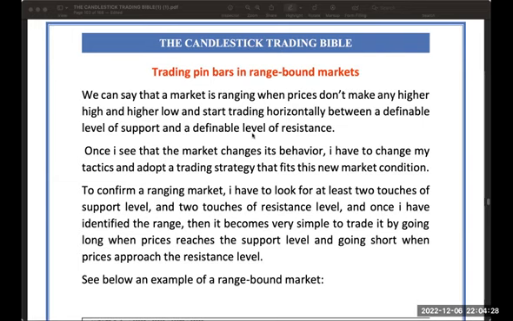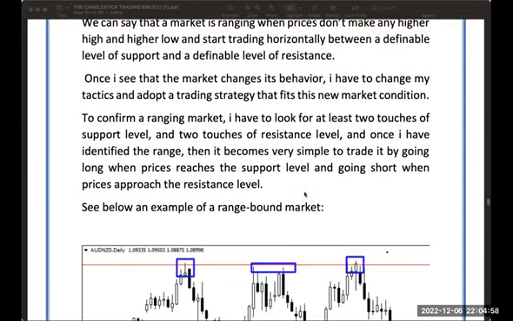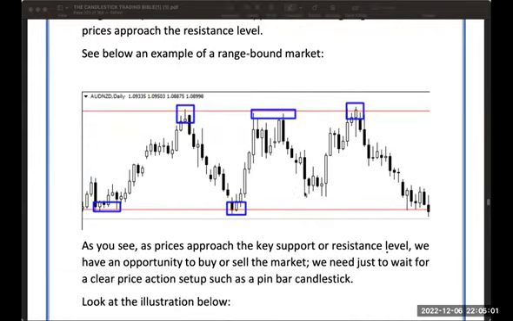and start trading horizontally between a definable level of support and a definable level of resistance. Once I see that the market changes its behavior, I have to change my tactics and adopt a trading strategy that fits this new market condition. To confirm a ranging market, I have to look for at least 2 touches of the support level and 2 touches of the resistance level. And once I have identified the range, then it becomes very simple to trade it by going long when price reaches the support level and going short when price reaches the resistance level. See below an example of a range-bound market.